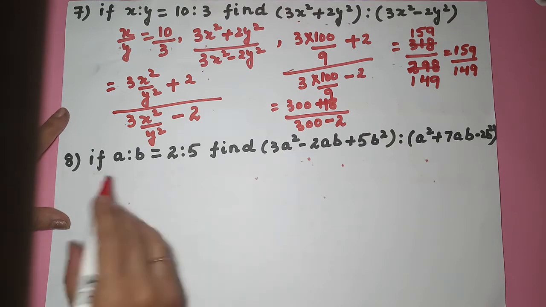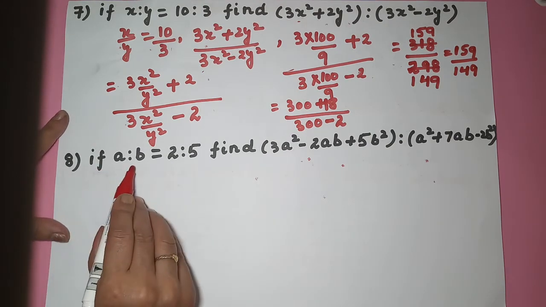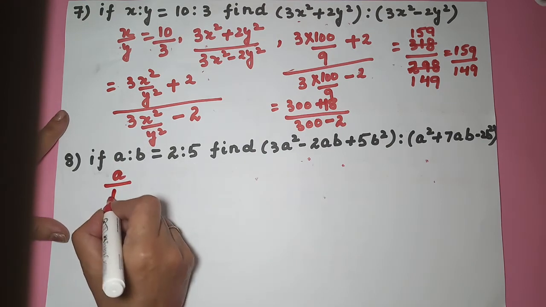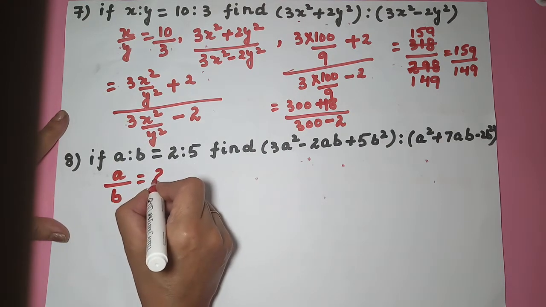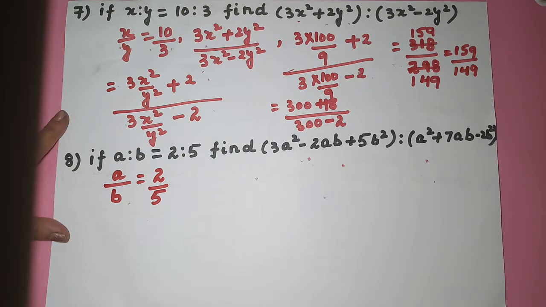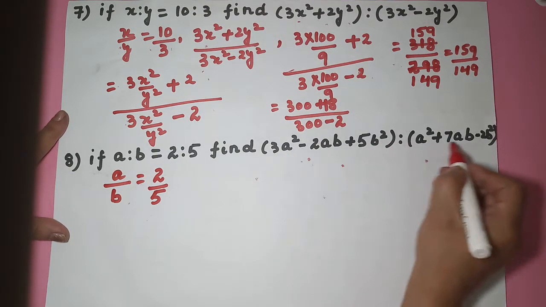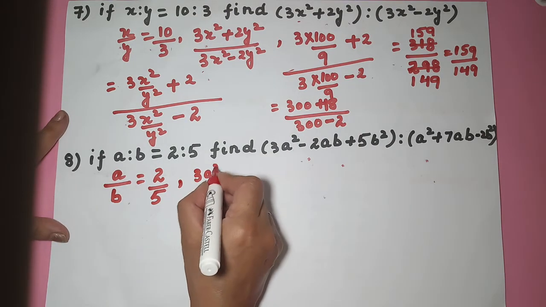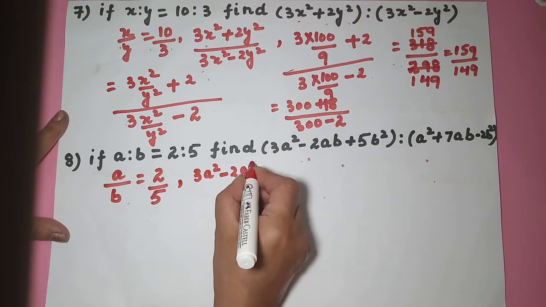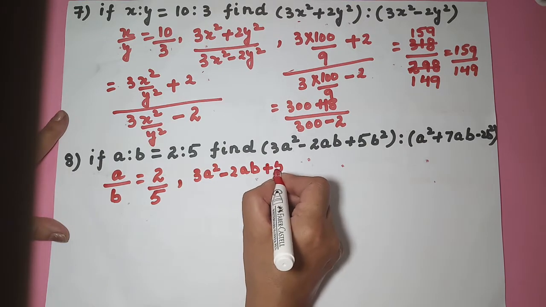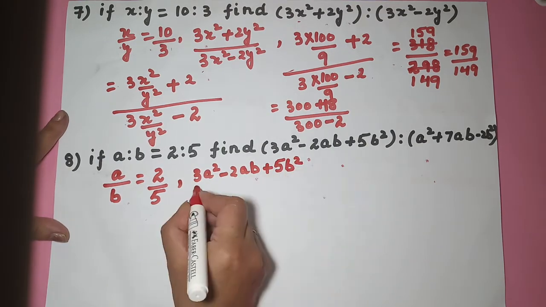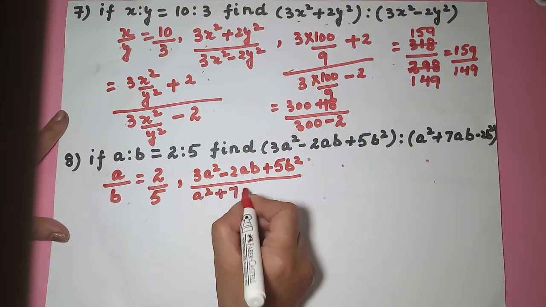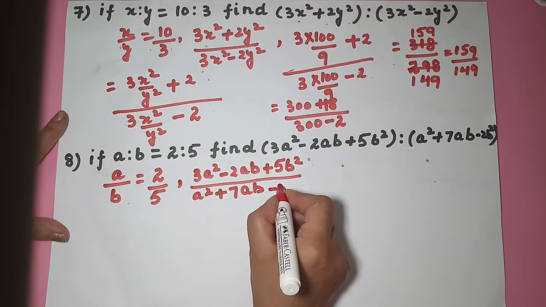Okay. The next one, if A is to B is 2 is to 5, so what does that mean? A by B is equal to 2 by 5. You have to find the value of this. So what will we do? We have 3a square minus 2ab plus 5b square divided by a square plus 7ab minus 2b square.